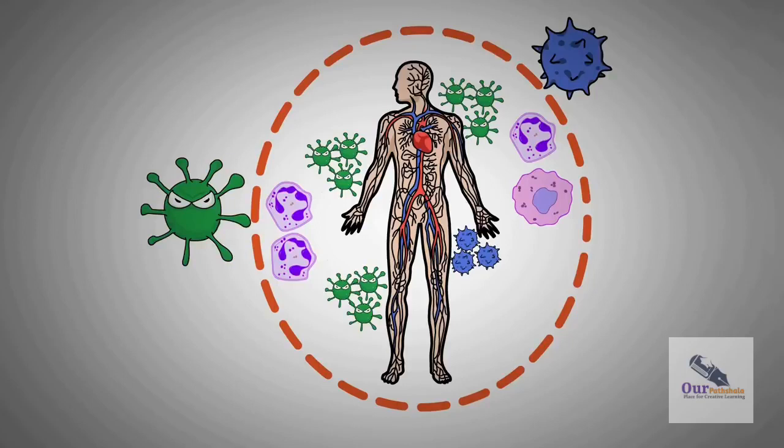Or is not turned off once the danger passes, different problems arise, such as allergic reactions and autoimmune diseases. Let's look at the basic structure of the immune system.